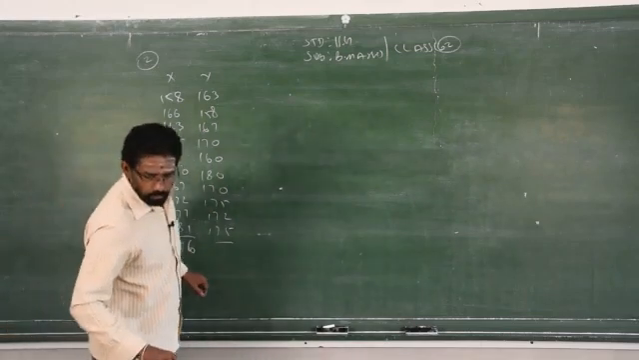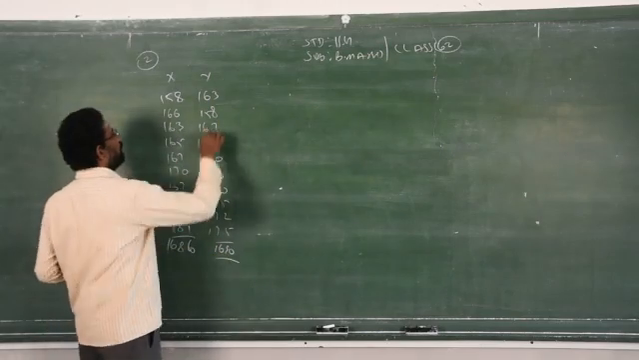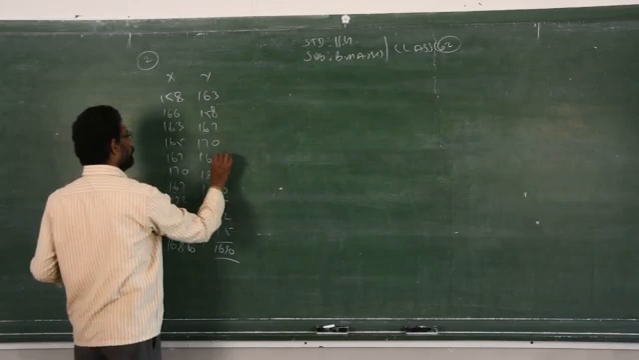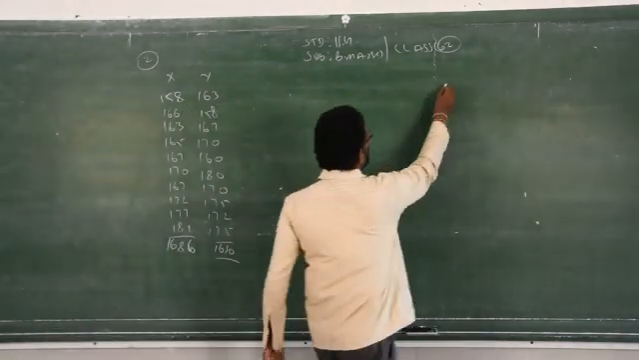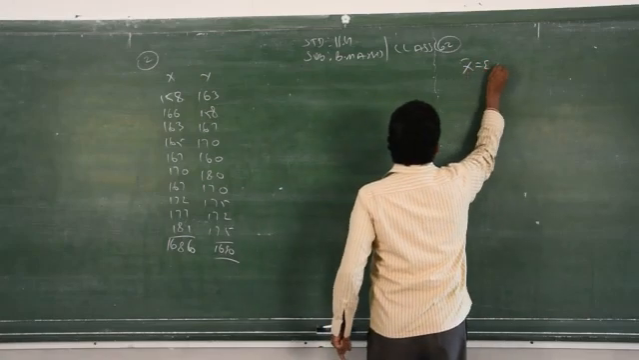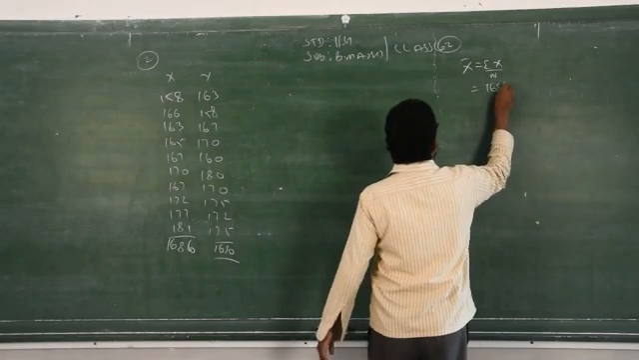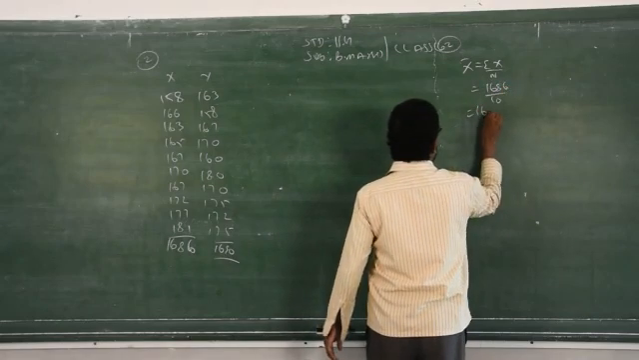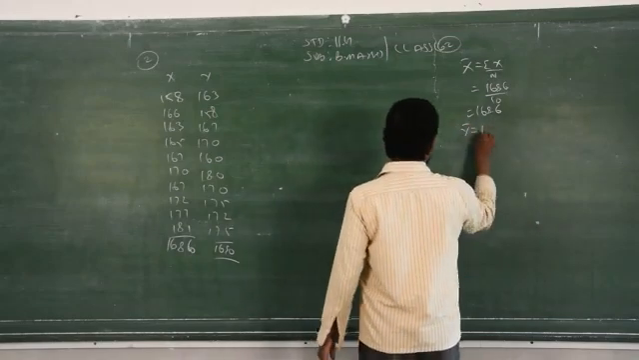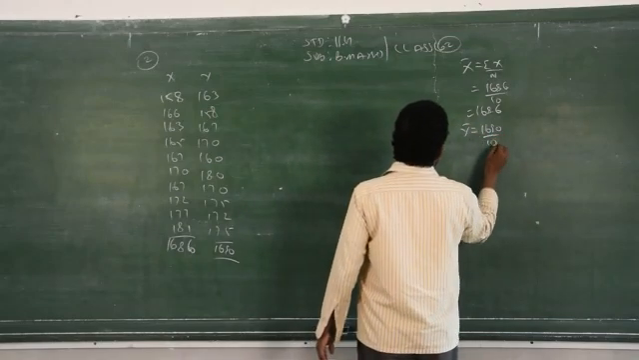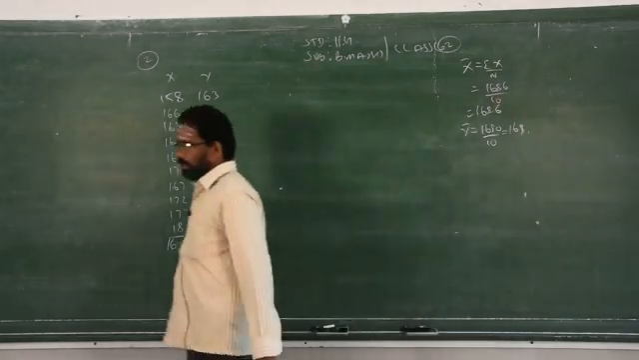Now you see that summation x is 1686, then summation y is 1690. How many data are there? 1, 2, 3, 4, 5, 6, 7, 8, 9, 10. So if there are 10 data, what is the formula to find x bar? Summation x by n, which gives 1686 by 10, and you will get a decimal value. Similarly for y bar, 1690 by 10, which gives 169. So this is a whole number, but x bar comes as a decimal.